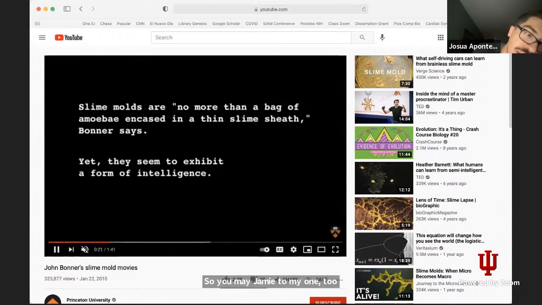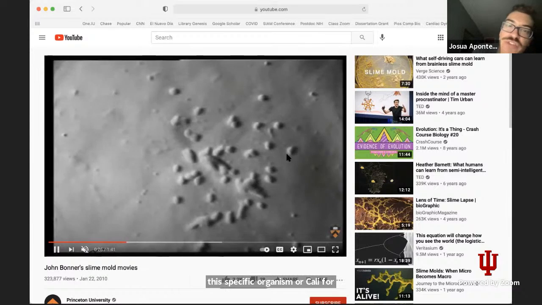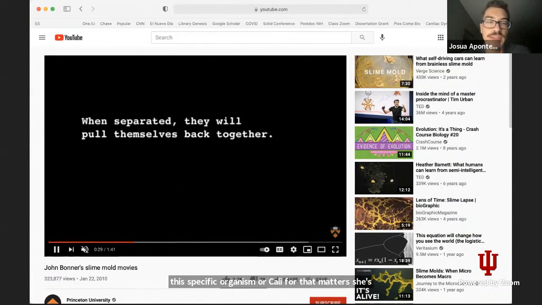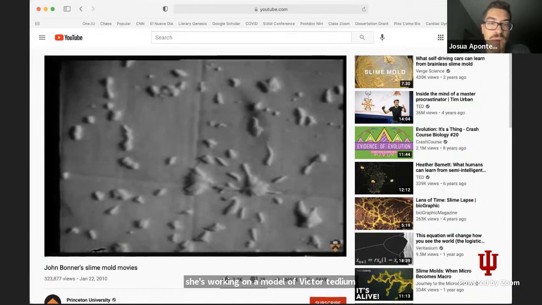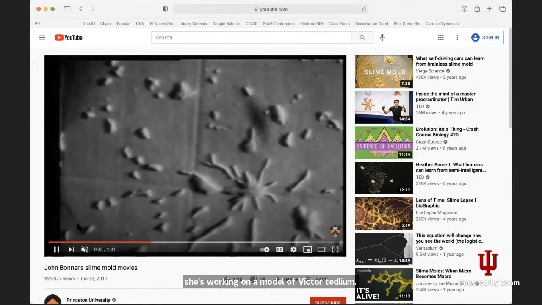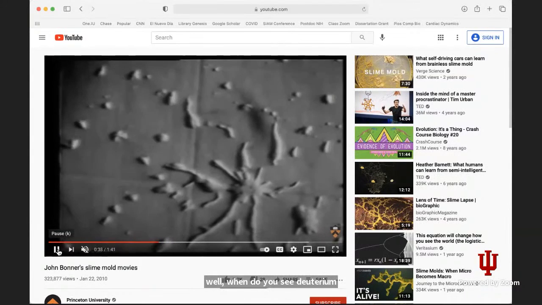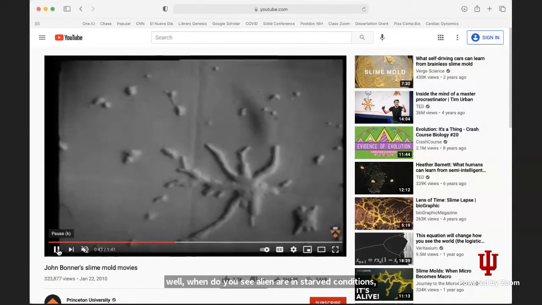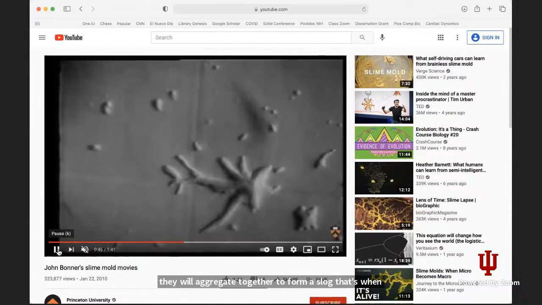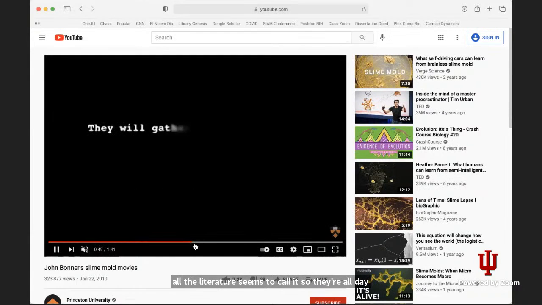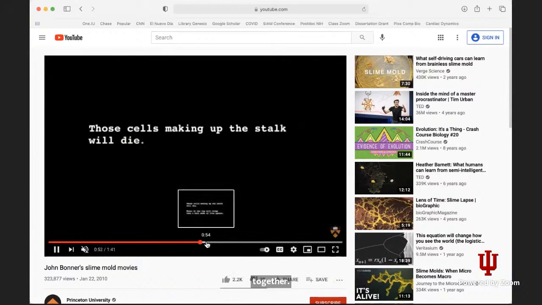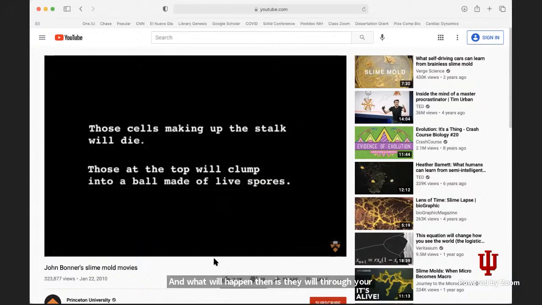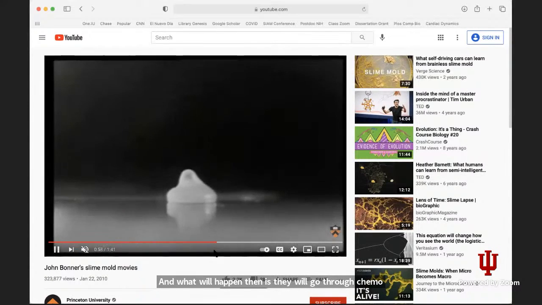So James, you might want to explain what's happening here with this specific organism, or Callie, for that matter, since she's working on a model of dictyostelium. Well, when dictyostelium are in starved conditions, they will aggregate together to form a slug. That's what all the literature seems to call it. So they're all joined together, and what will happen then is they will, through chemotaxis, move towards areas of higher cyclic AMP concentration.